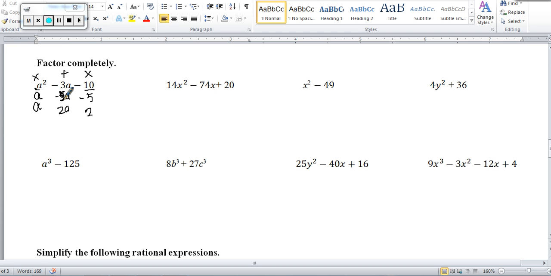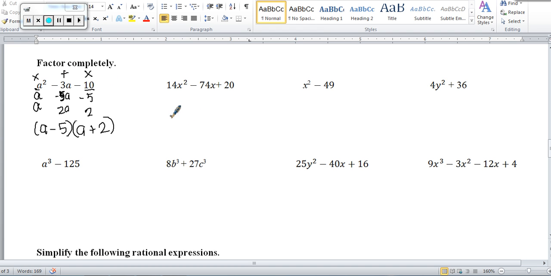And then when you add them up to the middle, you get negative 3a. So you're going to take your two groups and you're going to place them in the parentheses in the two binomials. You can multiply them back together if you wish to make sure you get back to the original problem.